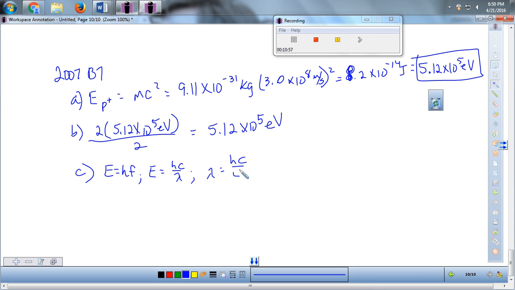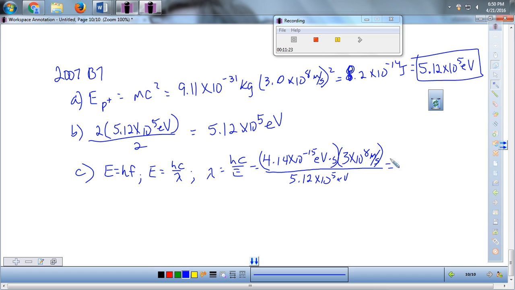So lambda is going to be hc over E. H is 4.14 times 10 to the minus 15th electron volt seconds. C is 3 times 10 to the 8. And the energy was 5.12 times 10 to the 5th eV. If I figured all that out, the seconds would cancel, the eVs would cancel, and I would get the wavelength to be 2.42 times 10 to the minus 3rd nanometers.